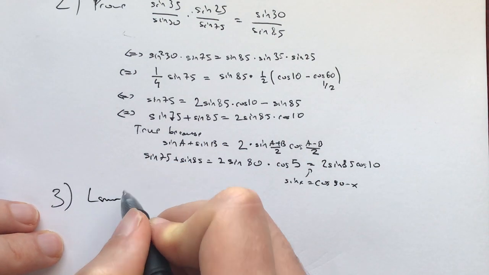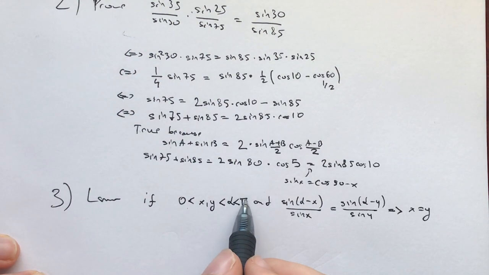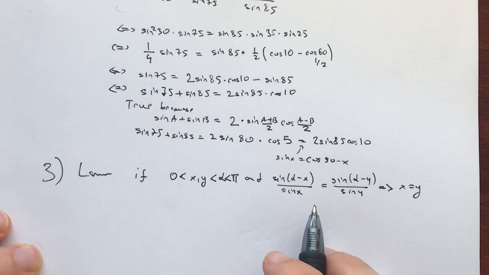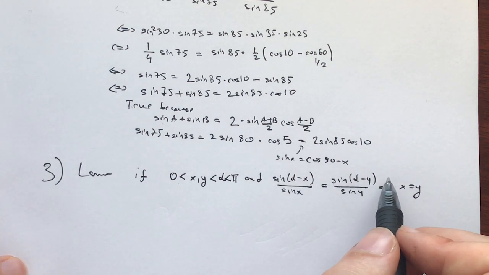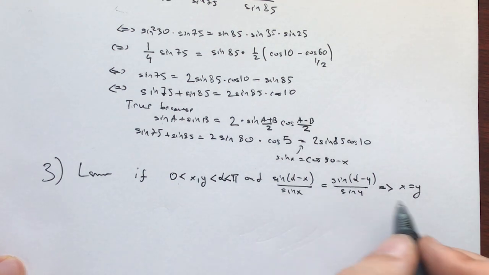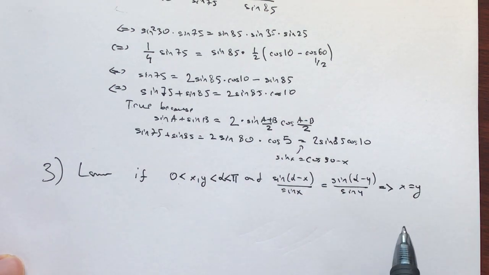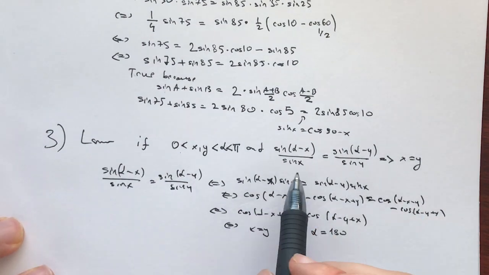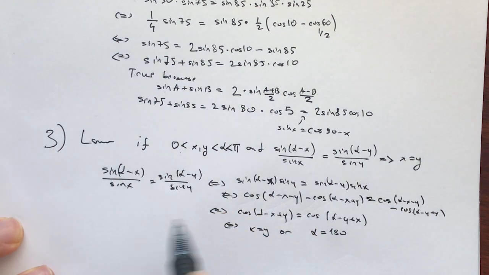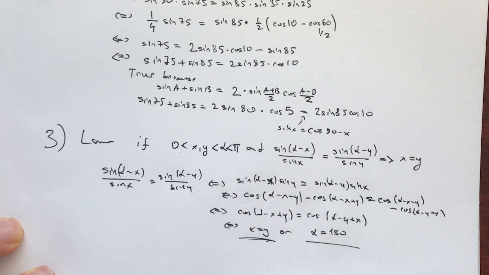We prove the lemma: if x and y are between 0 and alpha, and alpha is less than 180, and we have that sine of alpha minus x over sine of x is equal to sine of alpha minus y over sine of y, this implies x equals y. Remember this lemma because quite often it comes in handy. And the way we prove it is we do with this a bunch of trigonometric transformations, and we get that this is true if and only if x is equal to y, or alpha is 180. And given alpha is less than 180, this implies x equals y.